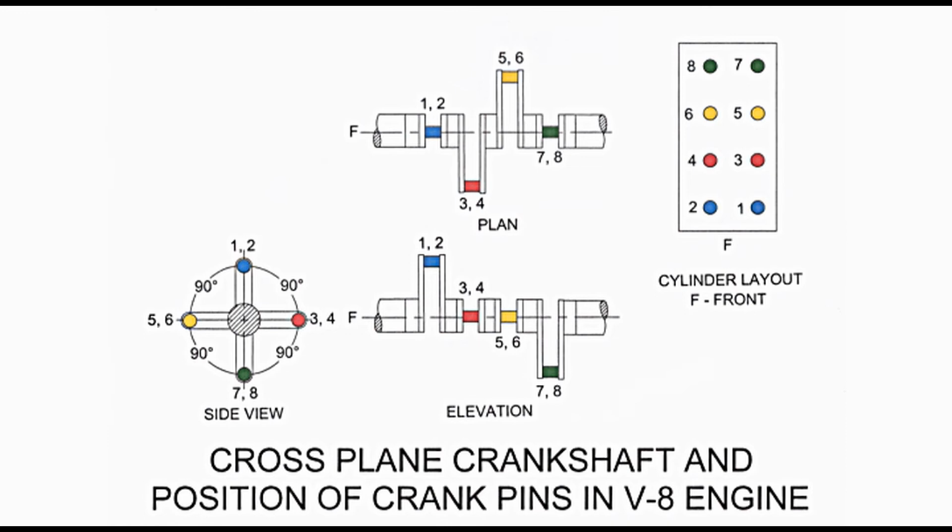Cylinder layout is also shown on the right hand side. Cylinders are arranged 1, 3, 5, 7 on the right bank and 2, 4, 6, 8 on the left bank. F represents the front of the engine. The left and right banks forming the V have an angle of inclination of 90°.